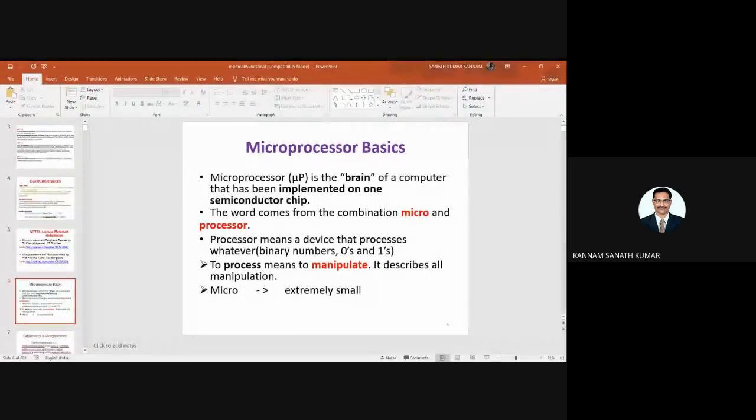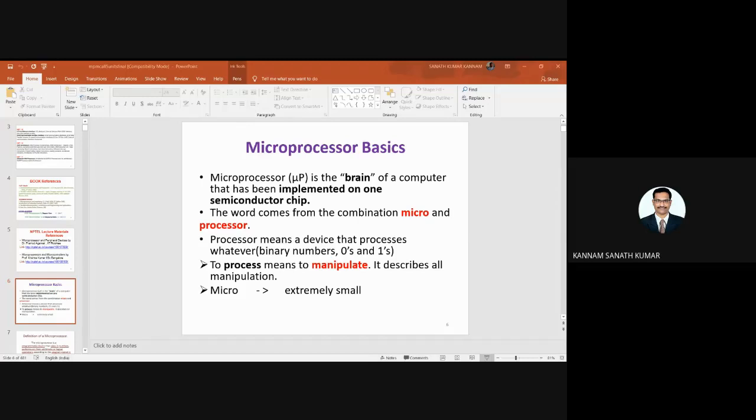Okay. So coming to the microprocessor, I will explain the basic thing. Microprocessor is nothing but we call it an MPU. This is the brain of a computer. It has been implemented on a semiconductor, that means it's a single IC, one semiconductor chip. So we basically call it the brain of a computer.